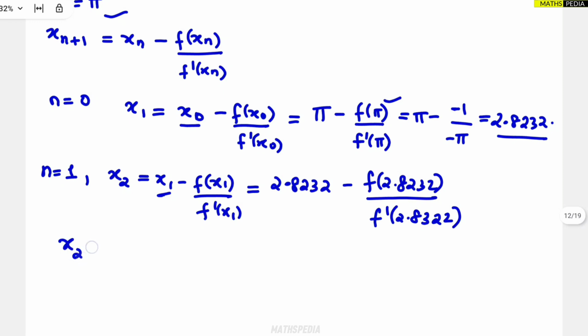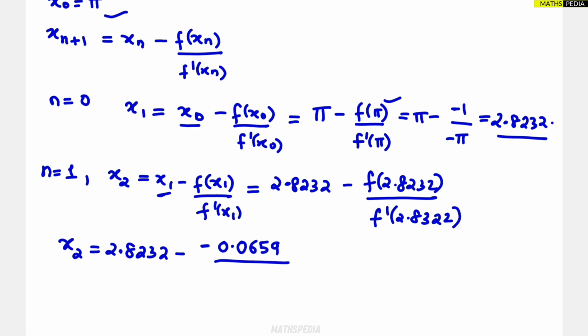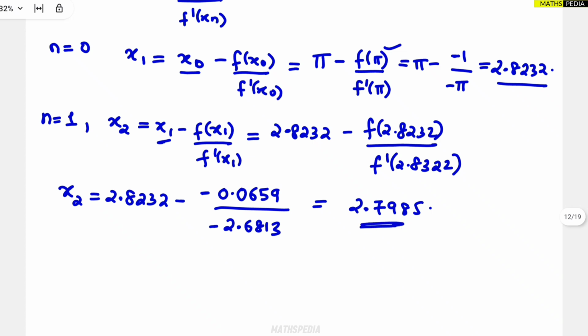So you will be getting x2 value as 2.8232 minus f of this value, which I am getting as minus 0.0659, divided by minus 2.6813. If you solve this, you will get the answer as 2.7985. Now between this value and this value there is a slight difference, an error. We'll try to decrease the error, so we'll go for the third iteration as well.